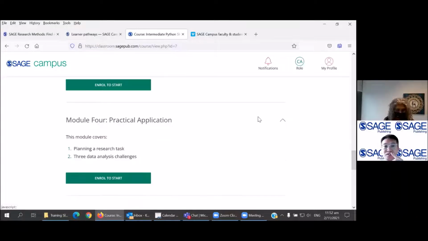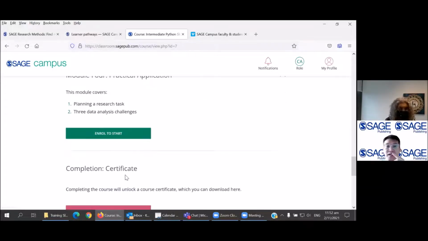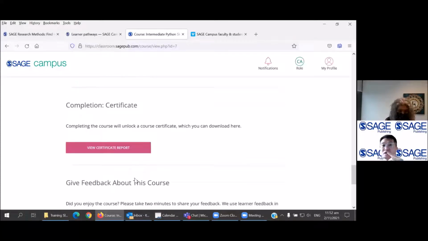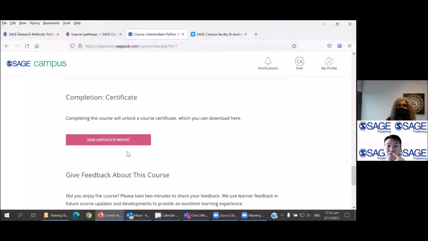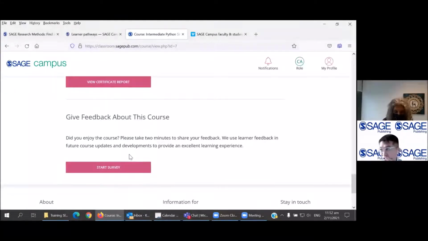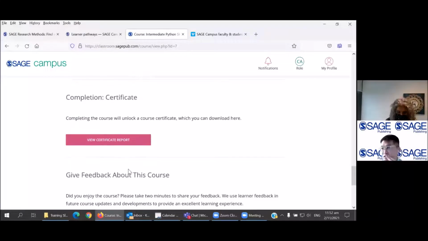That is the beauty of this particular course, where it covers planning the research task and 3 data analysis challenges. And then at the end of the course, the user will get the certificate of completion, and then they can even provide feedback about what they think the course can be improved, or maybe what the good areas are that they really like about the course, and give us feedback.